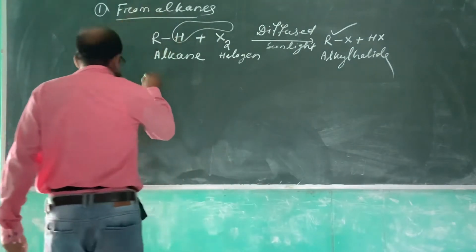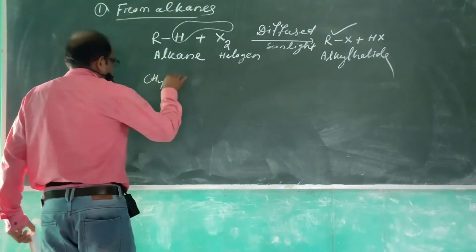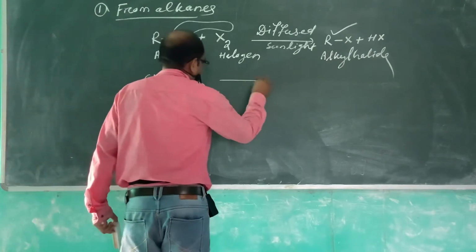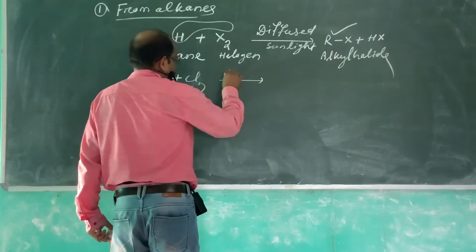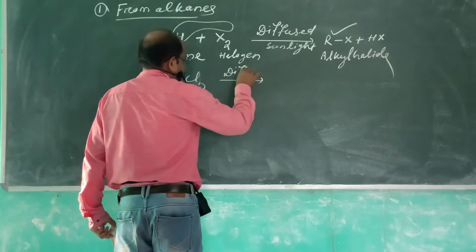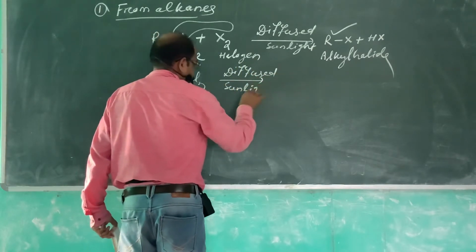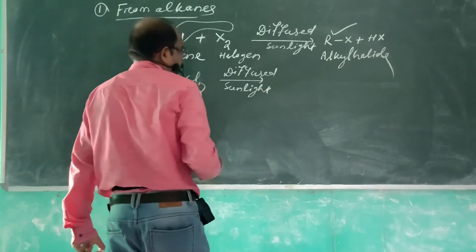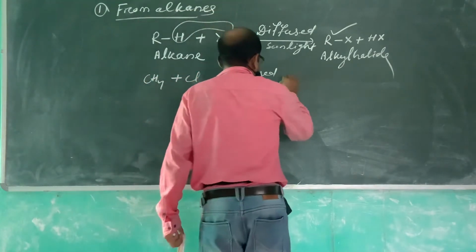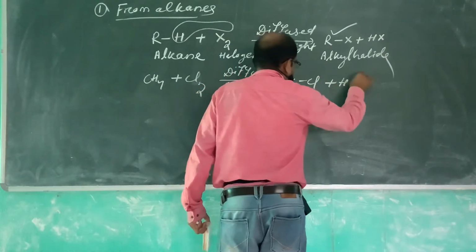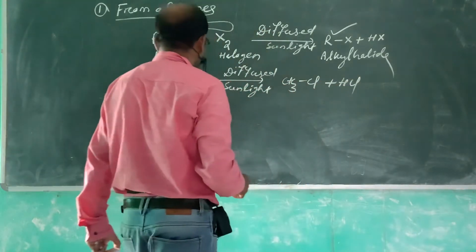Suppose methane reacts with the chlorine in presence of diffused sunlight, it gives methyl chloride plus HCl.